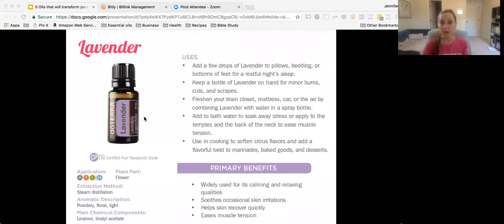Also, you can have a diffuser in your bedroom. So that's something we do, have a diffuser in the bedroom on the nightstand and put a few drops of lavender in your diffuser and let it diffuse through the night, and that's going to really help promote restful sleep.